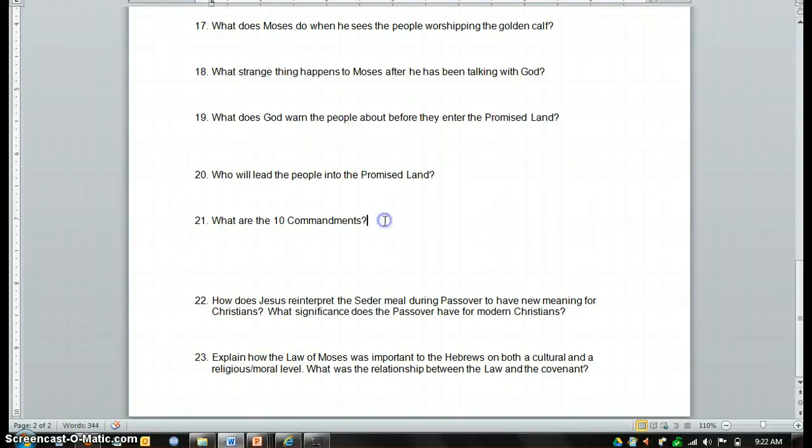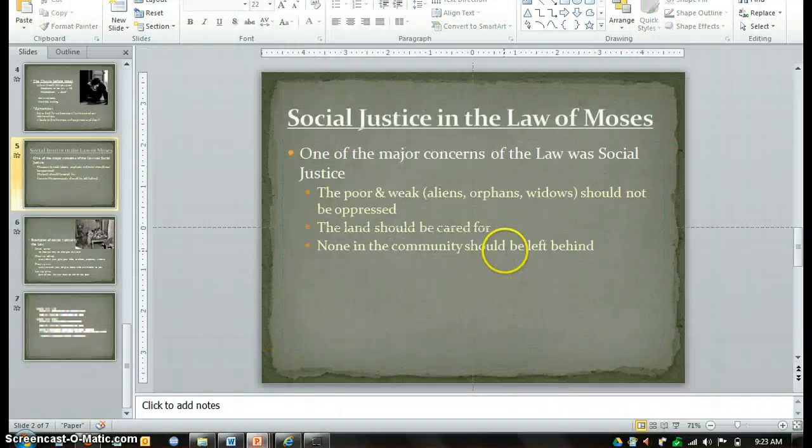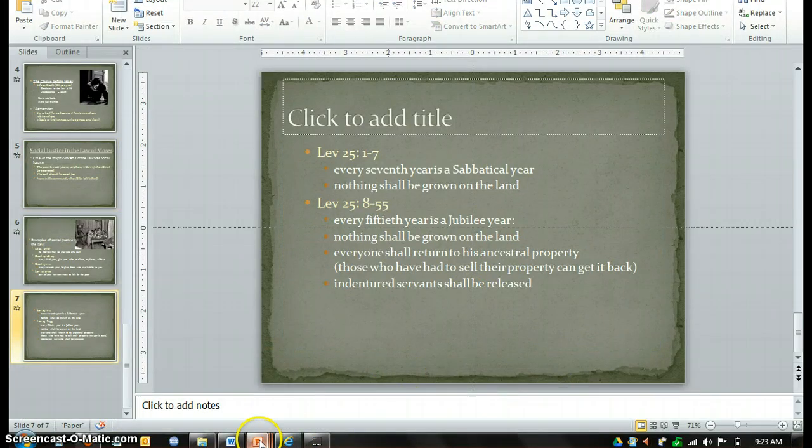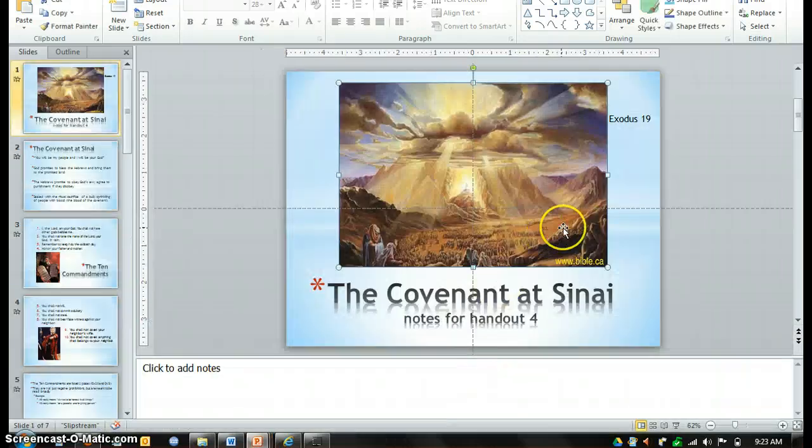What other 10 Commandments? If you look at the one on the law of Moses, actually that's not true. Where is it? I think it's the covenant assignment.